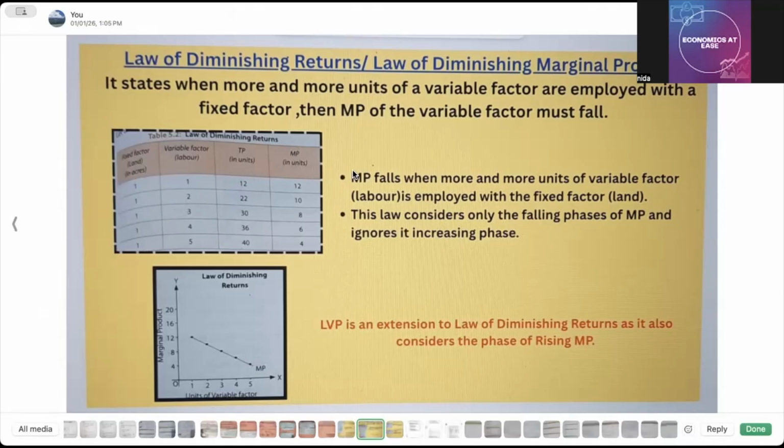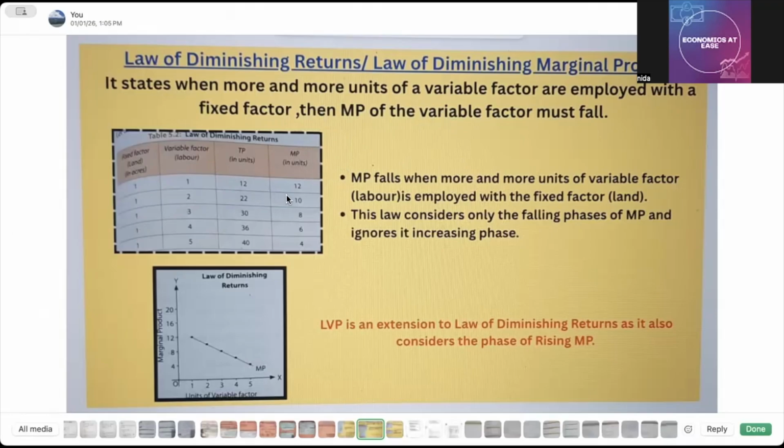But in this law, we will focus only on the marginal product. In short, we will say MP. So it states that when more and more units of the variable factor, that is the labor, are employed with the fixed factor, that is land, then MP of the variable factor must fall.